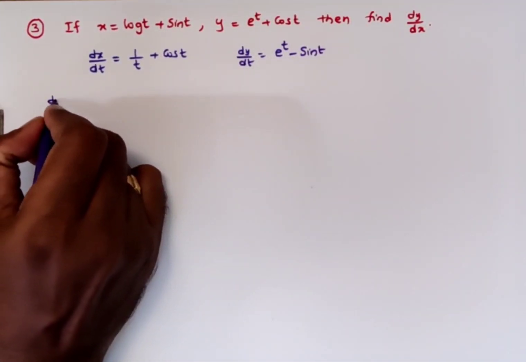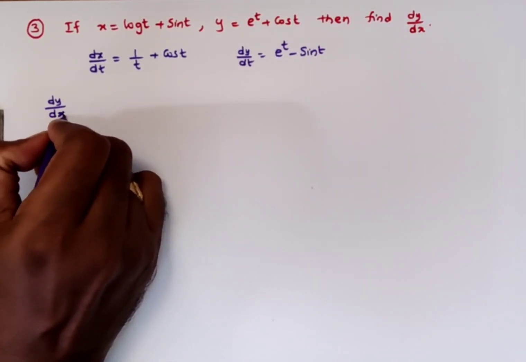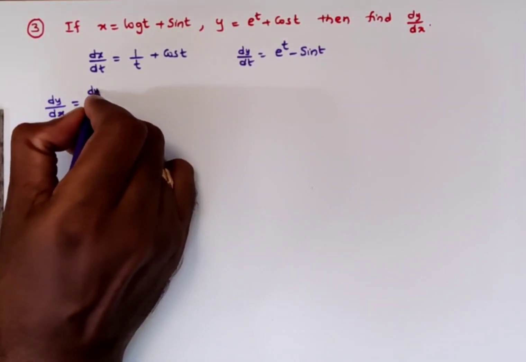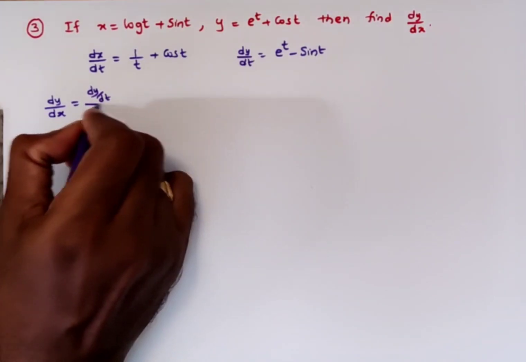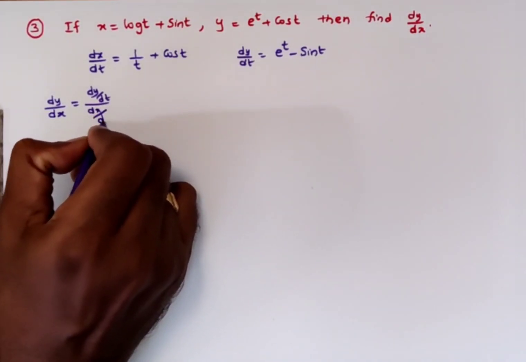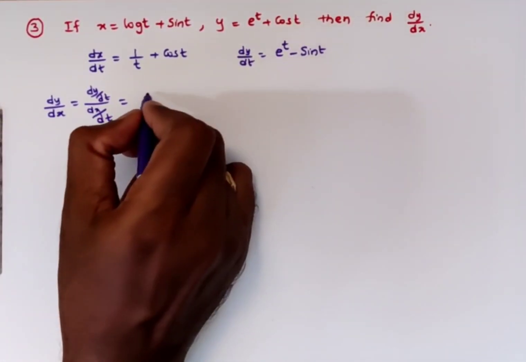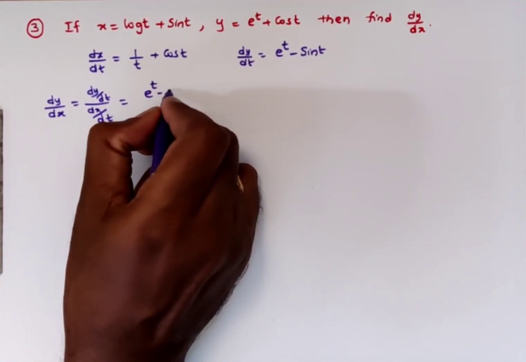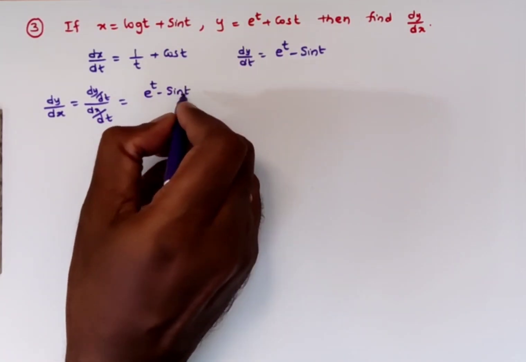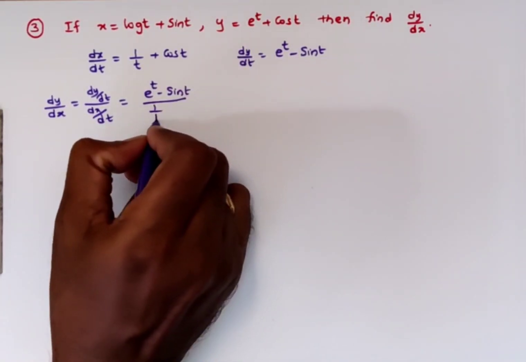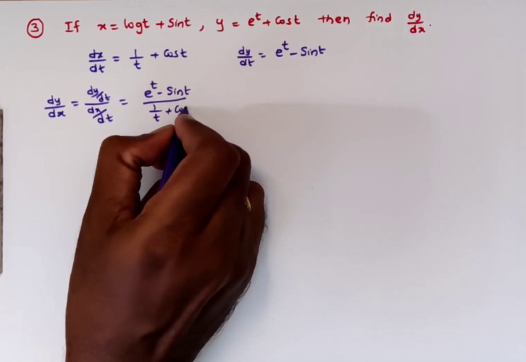Now we have dy by dx, right? So dy by dx is equal to dy by dt whole divided by dx by dt. Now replace these two values from this. So dy by dt means it is e to the power of t minus sin t, whole divided by 1 plus t cos t.